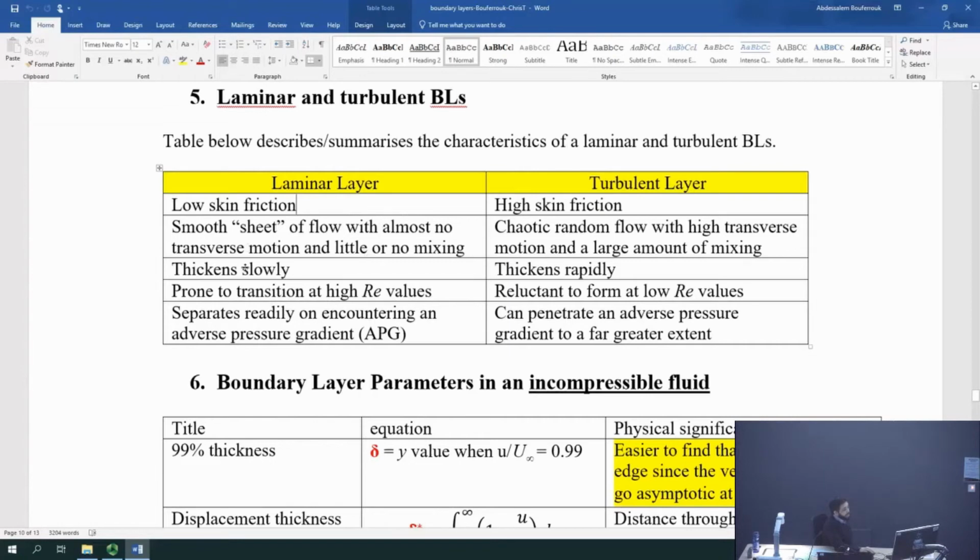So laminar, of course, we know it's a smooth flow, but it has little mixing. That's probably the key thing there. So if you are in situations where you want a lot of mixing in the flow for whatever reason, then you really don't want a laminar flow, you want a turbulent flow. So turbulent flow can actually be quite important.